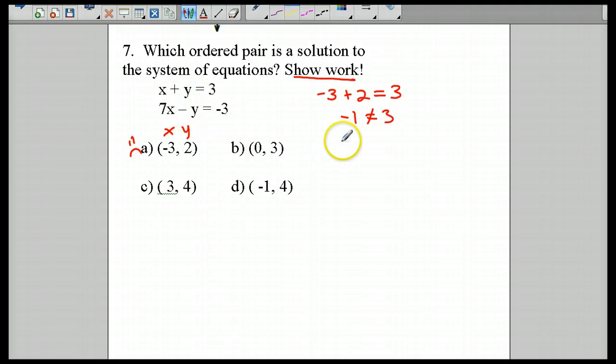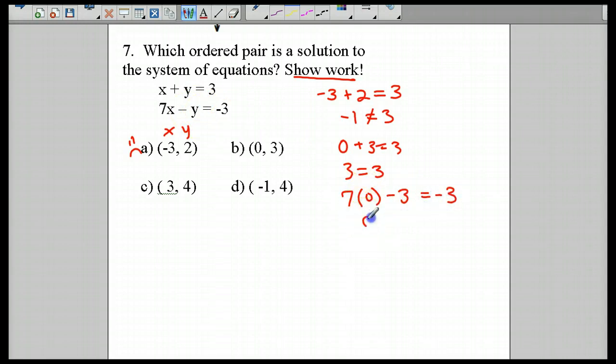Let's try B. We have 0 plus 3. Does that equal 3? Yes, 0 plus 3 equals 3. So that's good for this first one. Now let's try for this second one here. So 7 times 0 minus, and then we put in our y, 3. Does that equal negative 3? Well, 7 times 0 is 0. 0 minus 3 does equal negative 3, so that's good. This is our solution.